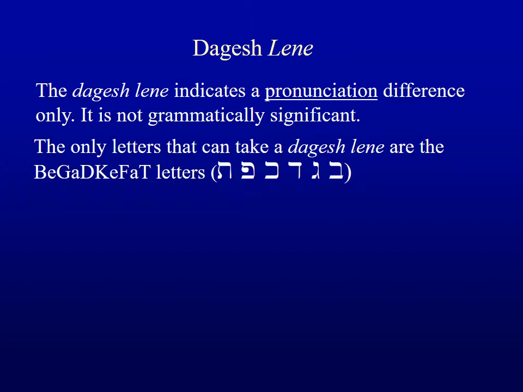The only letters that take a Dagesh Lene are the Begad Kafat letters: Bet, Gimel, Dalet, Kaf, Pei, and Tav. So the only time a Dagesh Lene comes into play is when it's one of these 6 letters, the Begad Kafat, and if it is a Dagesh Lene, the only thing it does is affect the pronunciation. In our case, it actually only affects pronunciation for Bet, Vet, Kaf, Kaf, and Pei, Fei, but in ancient Hebrew, also with Gimel, Dalet, and Tav.